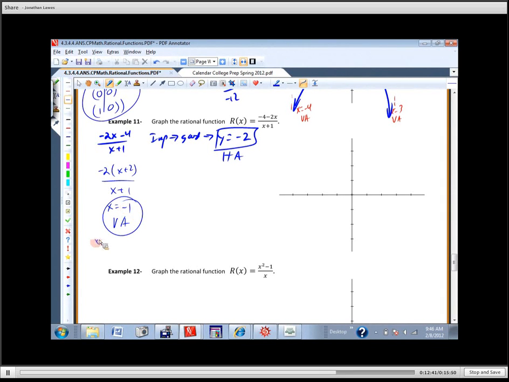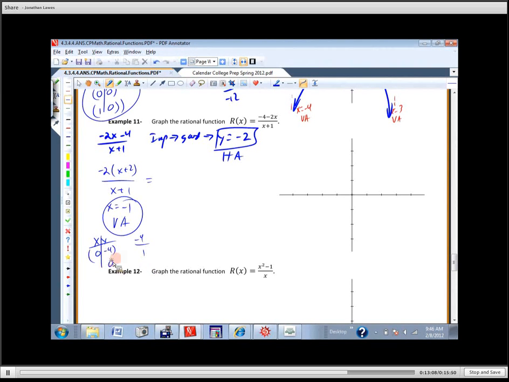Next, intercepts. We'll make a little xy table. We'll plug in a 0 for x. If you plug in a 0 for x, either in the original one or the simplified one, it doesn't make any difference. If you plug in a 0, you get a negative 4 on the top, and you get a 1 on the bottom. Is that right? Did I do my arithmetic correct, Alex? So this is going to be a negative 4.